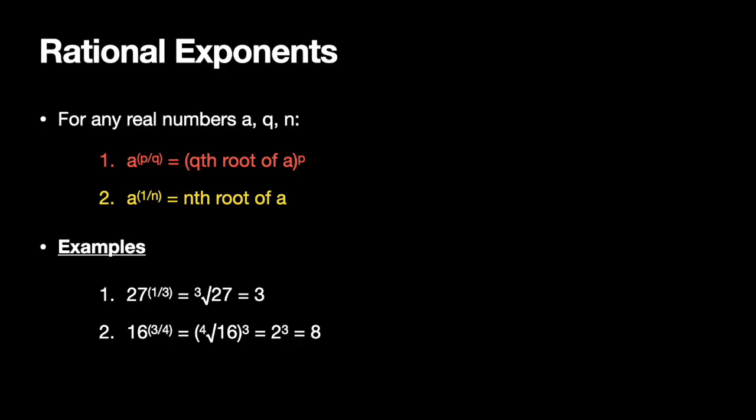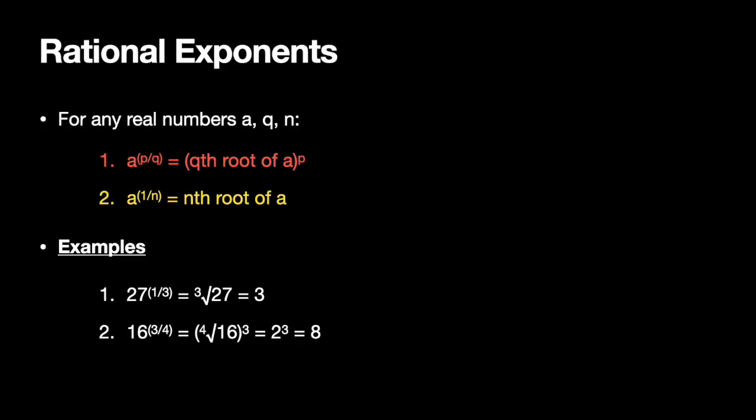So now we will extend the laws of exponents to rational exponents, which is specifically mentioned in the syllabus. So, number 1, when we have a real number a raised to the power of a fraction, say p divided by q, our expression is simply the qth root of a raised to p. And our second one is that a raised to the power of 1 divided by n is simply just the nth root of a. So here are some examples.